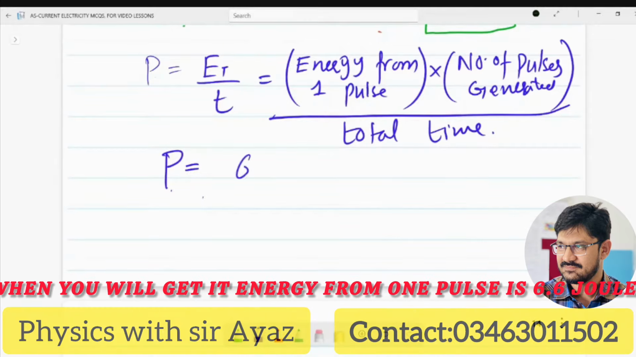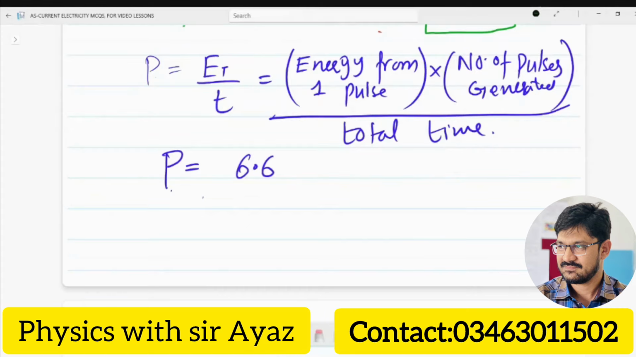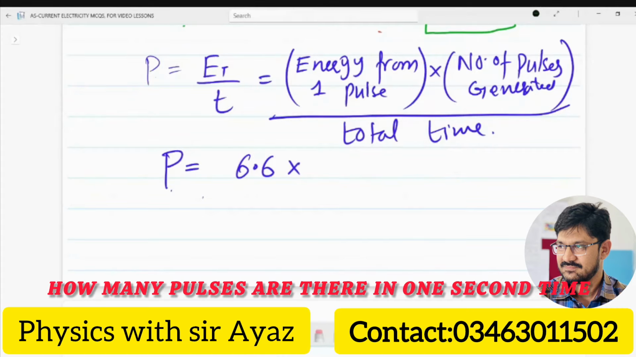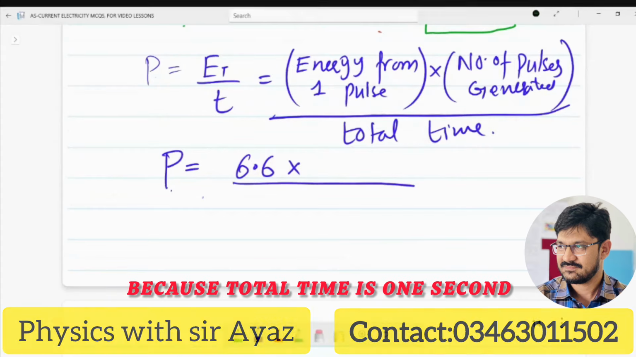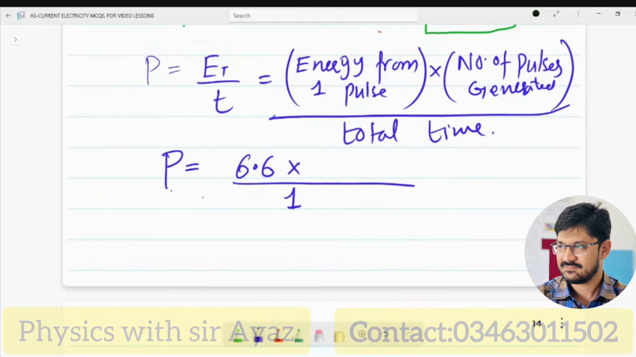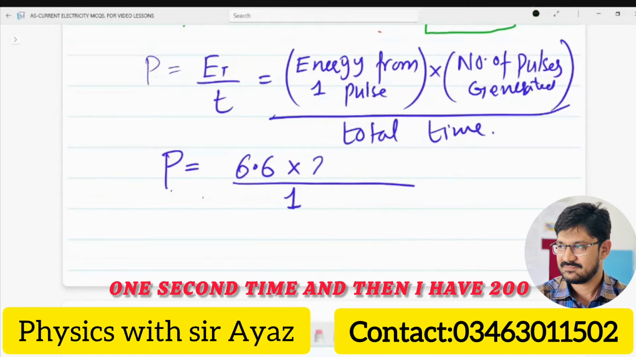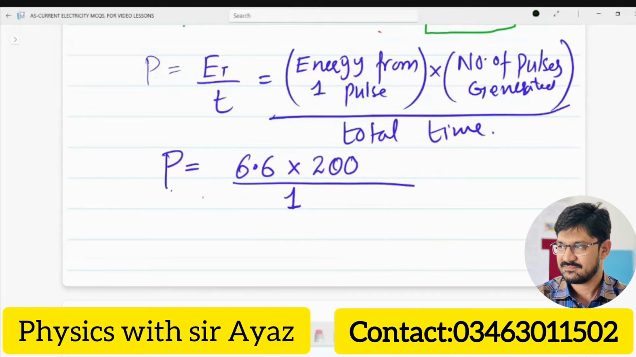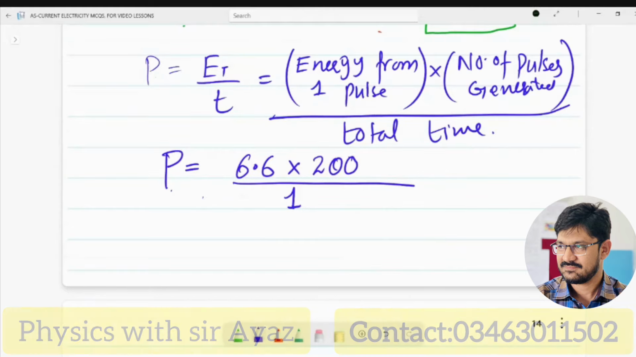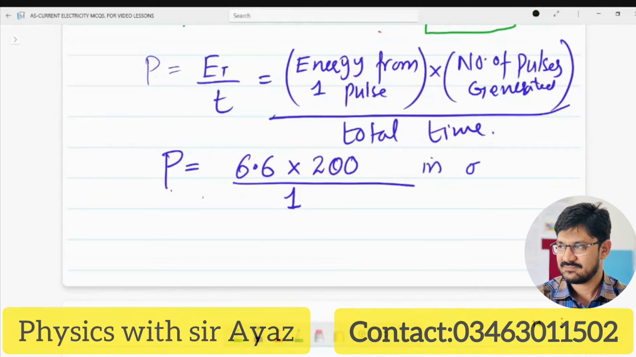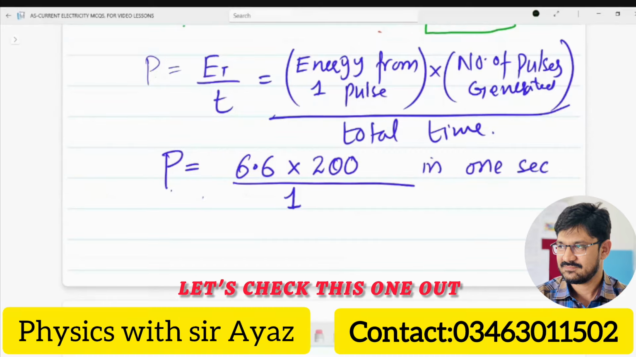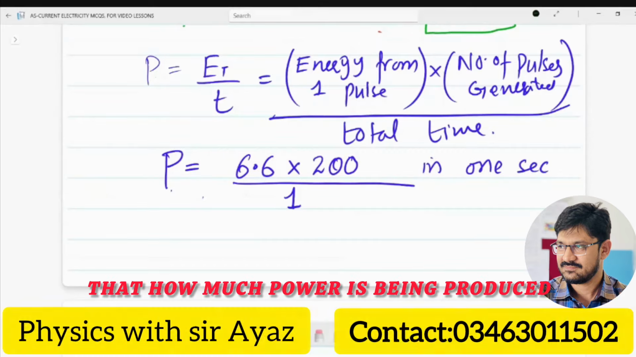Energy from one pulse is 6.6 joules. How many pulses are there in 1 second? Because total time is 1 second. So let me mention the time first: 1 second. And then I have 200 pulses in 1 second. So let's check how much power is being produced: 6.6 times 200 is 1320 watt.